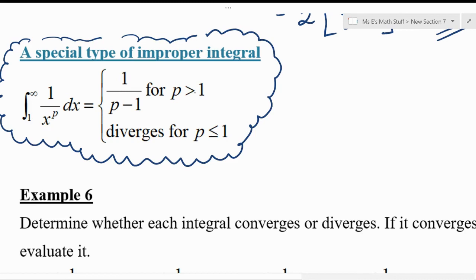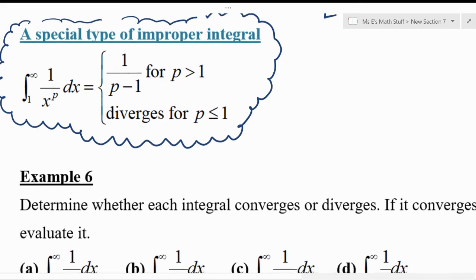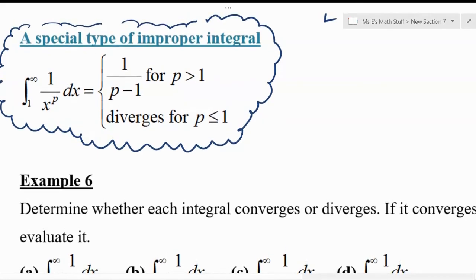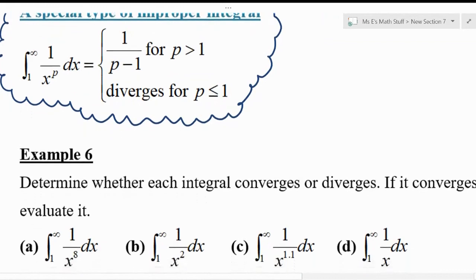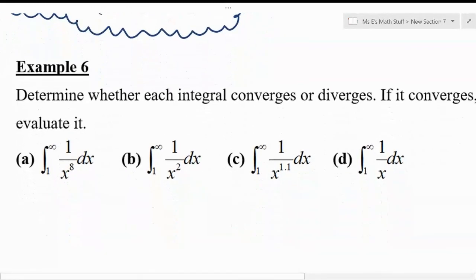And if your p-value is greater than 1, then the answer will just be 1 over p minus 1. Okay. And I know I'm not proving that, but we will at least give you a chance to digest it here in this last example for this lesson.